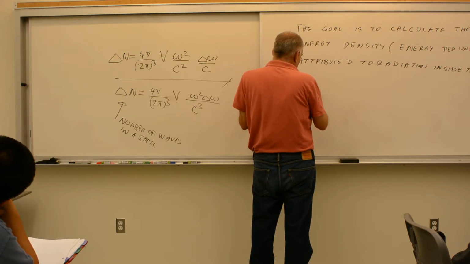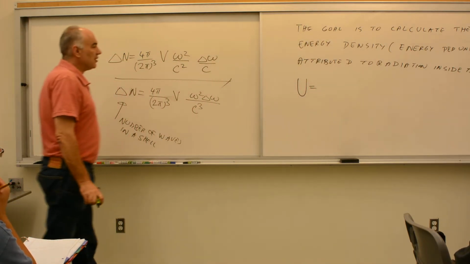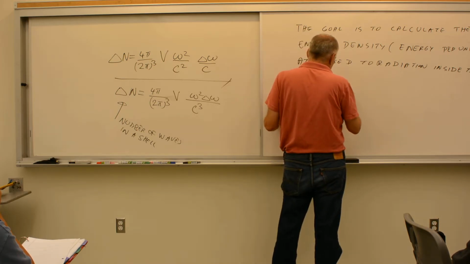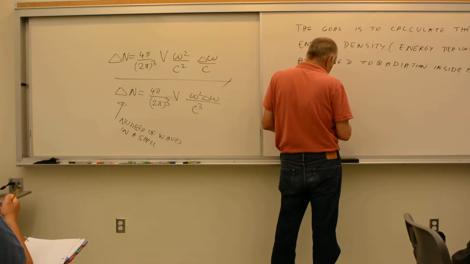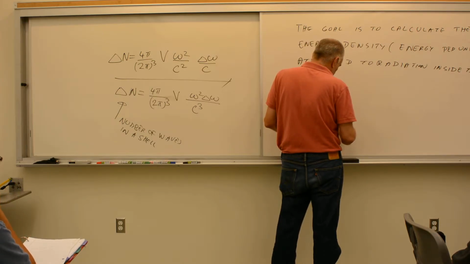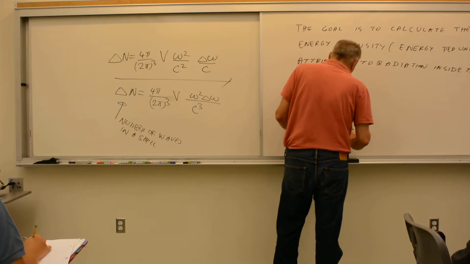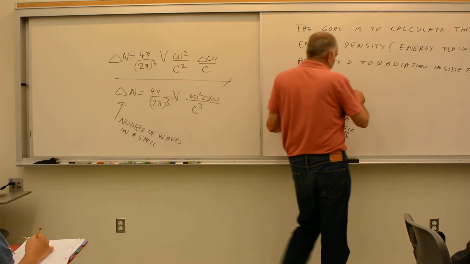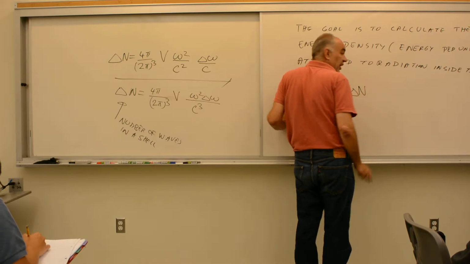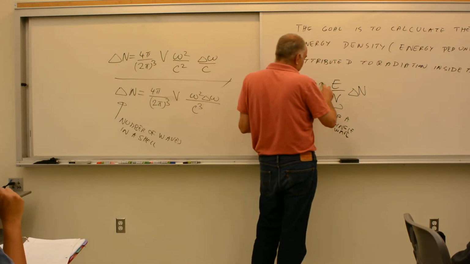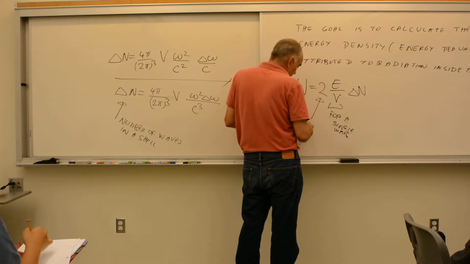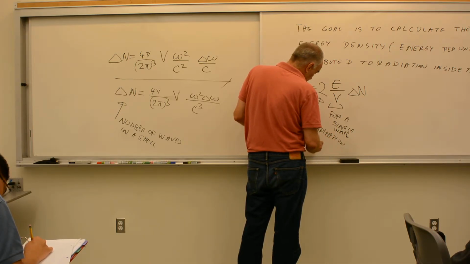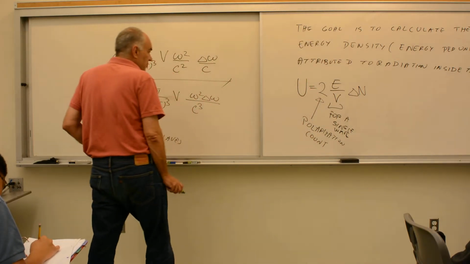So if I write U as the energy in the box, and this will be energy per unit volume, this is for a single wave. Then to get the total, I need to multiply that by the number of different modes that I have, the number of different waves. And I have to add the factor of 2. This accounts for polarization. So this is basically energy density.